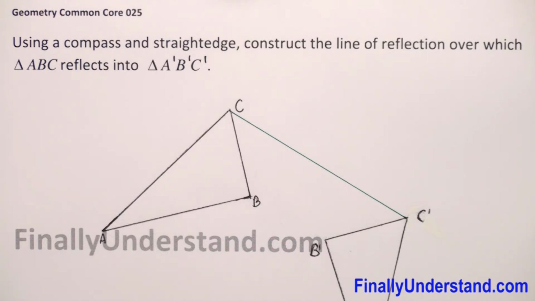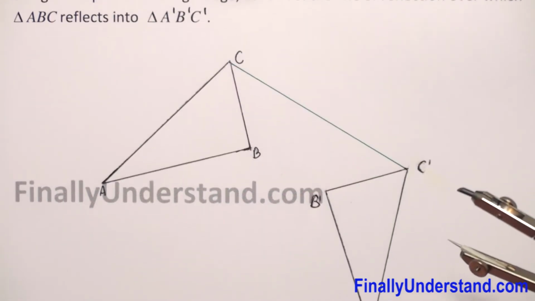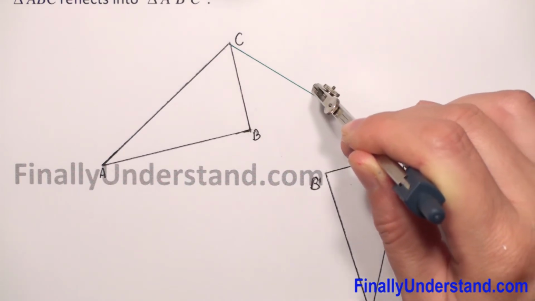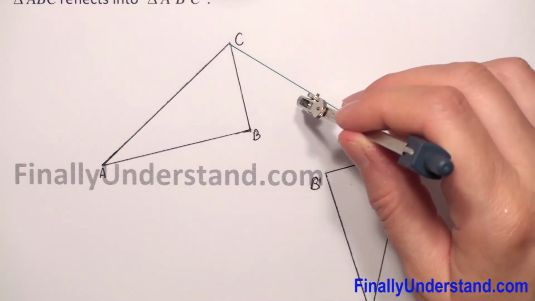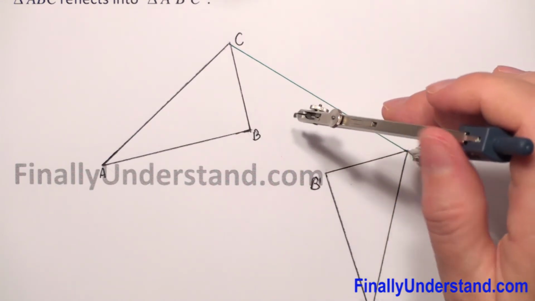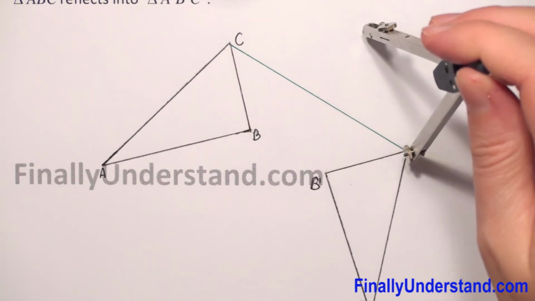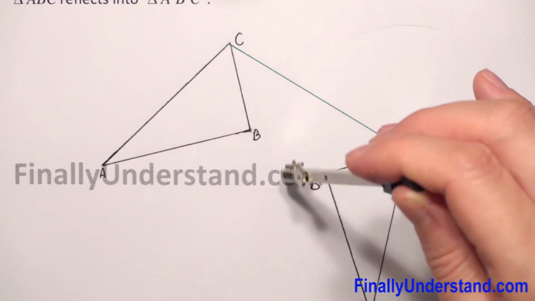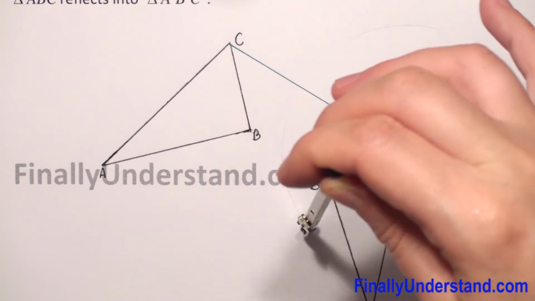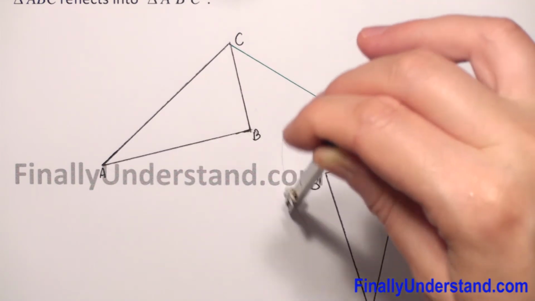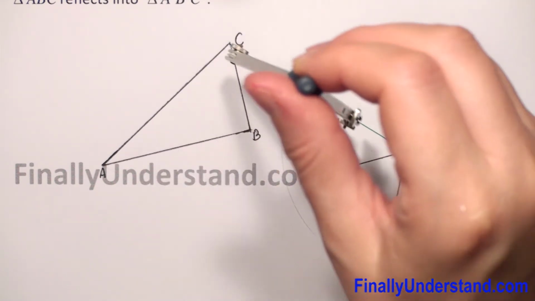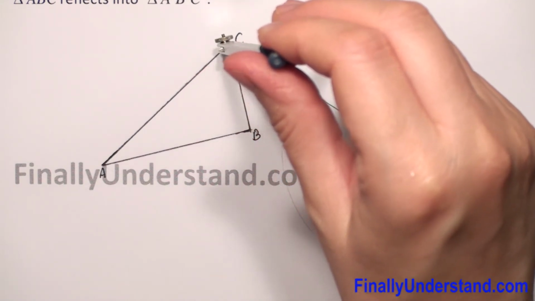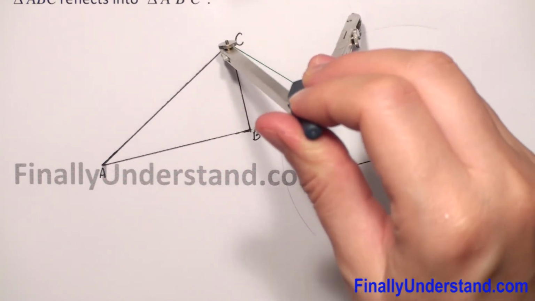We will place the compass first at C', and we have to open the compass more than half of segment CC', and we will draw an arc above the segment and below this segment. And from point C, we will not change the width of our compass, and from vertex C, we will draw this arc.